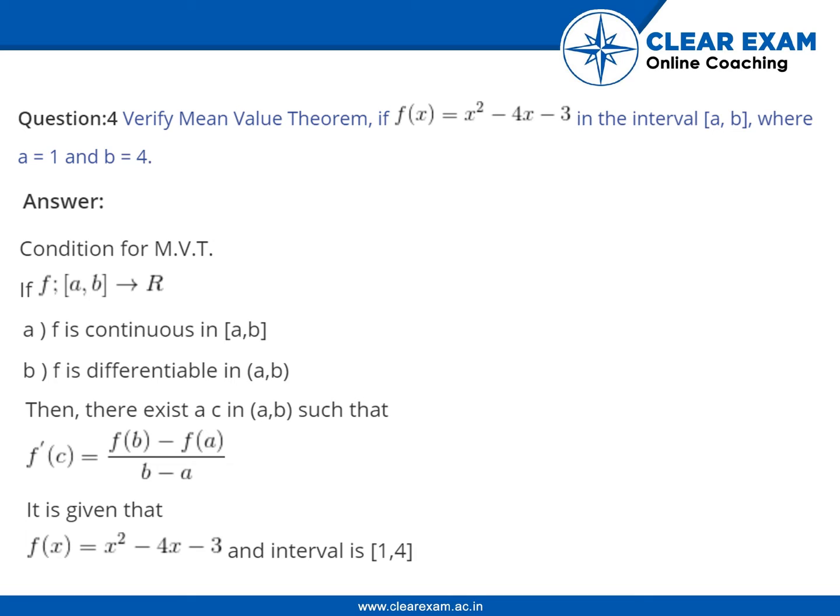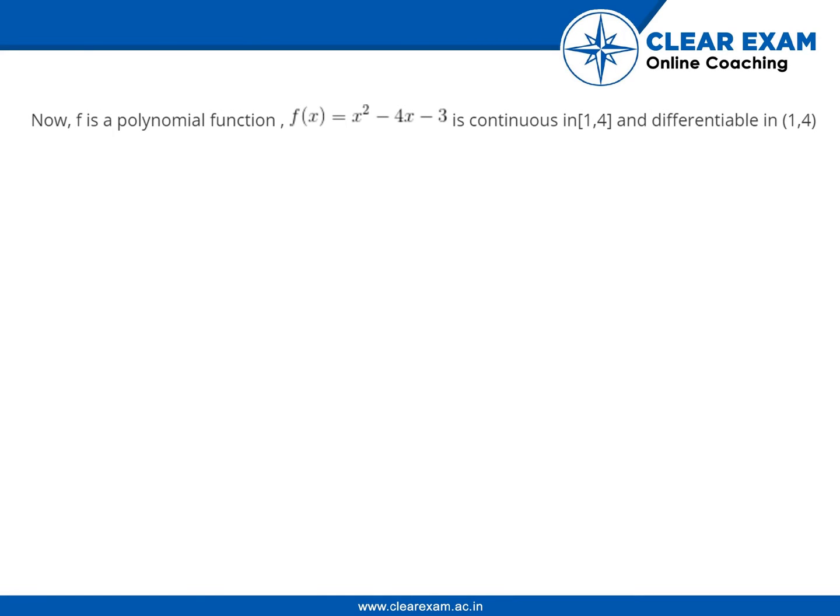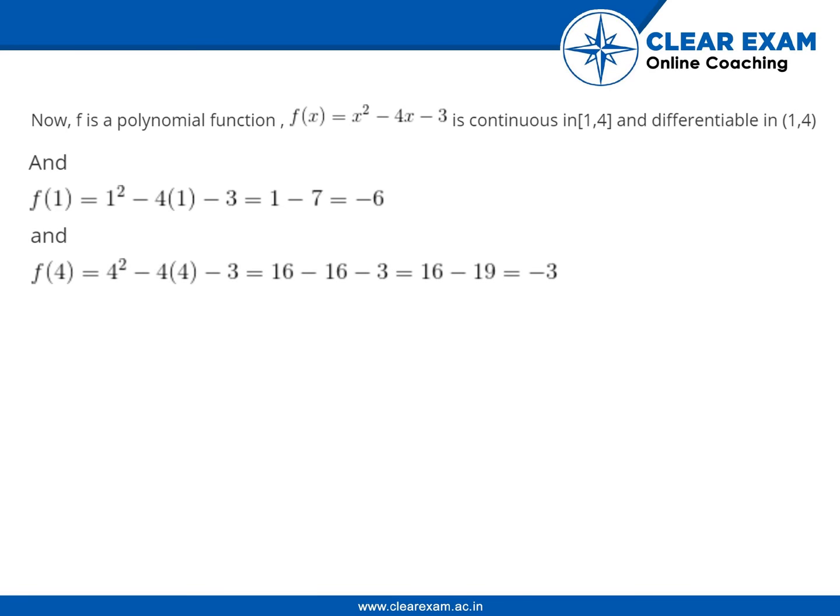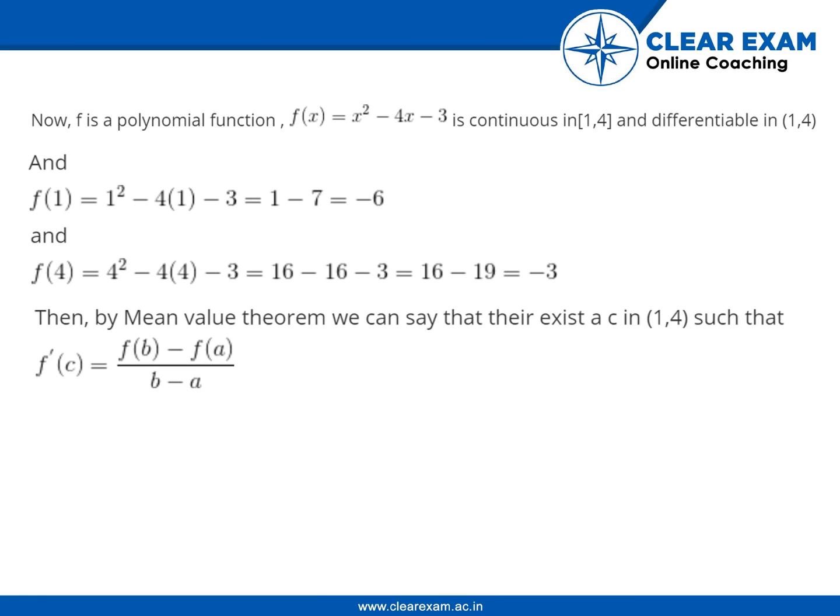It is given that f(x) is equal to x square minus 4x minus 3 and interval is [1, 4]. Now f is a polynomial function, f(x) is equal to x square minus 4x minus 3, is continuous in [1, 4] and differentiable in open interval (1, 4), and f(1) is equal to 1 square minus 4 into 1 minus 3 which is equal to 1 minus 7 that is equal to minus 6, and f(4) is equal to 4 square minus 4 into 4 minus 3 which is equal to 16 minus 16 minus 3 which is equal to 16 minus 19 which is equal to minus 3.